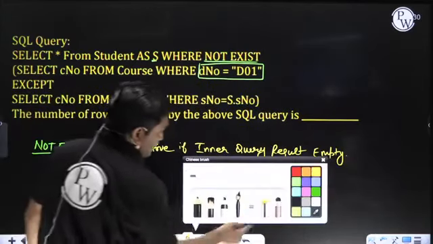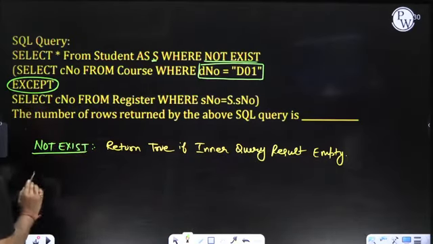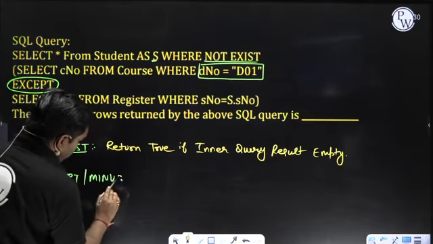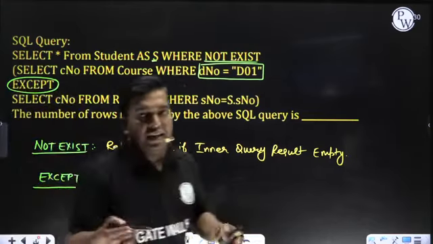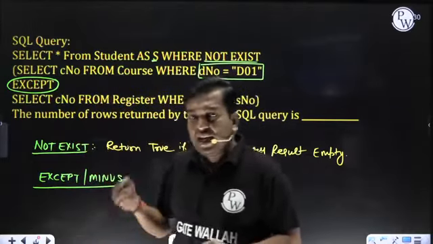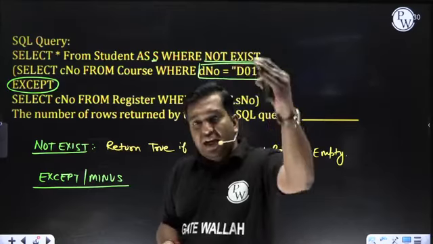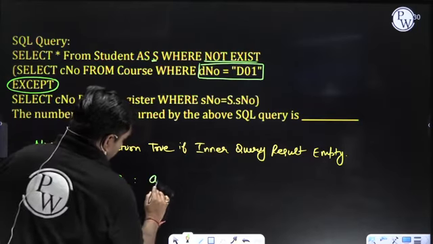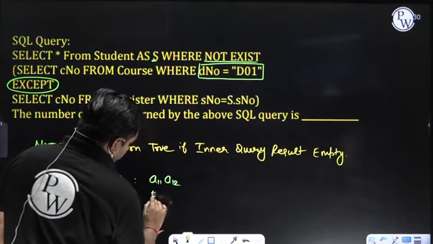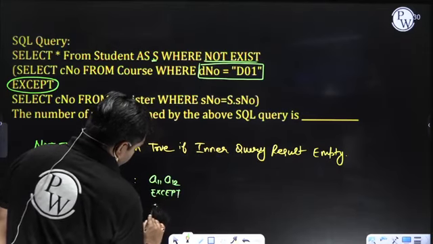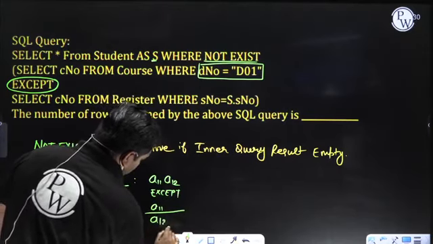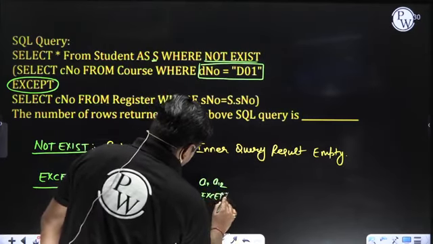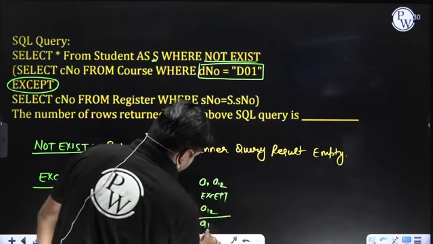Second point is except. What is the role of except? You can say except or minus. For r minus s, r except s, we find the values that are present in r but not in s. For example, A11, A12 except A11: what is the output? A12. A11, A12 except A12: what is the output? A11. Clear?